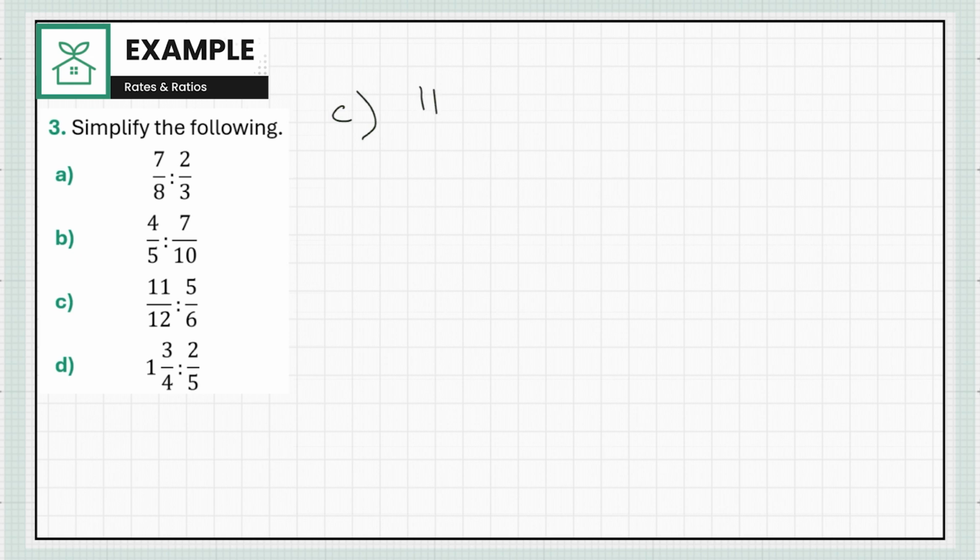Alright, let's look at C. For C we have 11 over 12 and we're comparing it to 5 over 6. Again, we're going to look and see if there is an easy value which we can convert to, and there is. Because 6 is a factor of 12, we can simply leave this as 11 over 12. And we can change this to be out of 12. Now to go from 6 to 12, I've multiplied it by 2. So I have to do the same to the numerator and make it 10. Now that we have the same denominator in each value, we can drop both of them and leave it as 11 to 10.